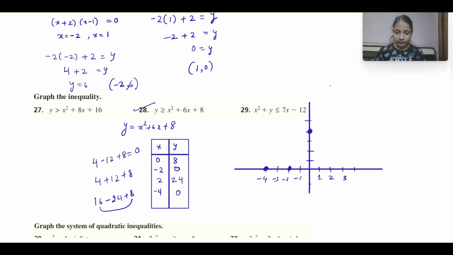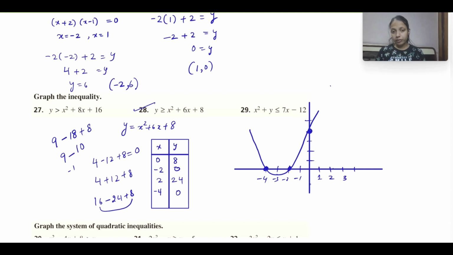So let's try to calculate at negative 3. If I calculate at negative 3, negative 3 square is 9, 6 times 3 is 18, and plus 8. 9 minus 18 plus 8, that is negative 1. At negative 3, it's negative 1. The graph is something like this.